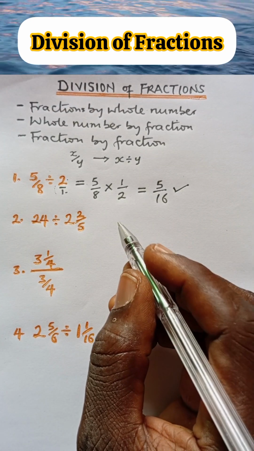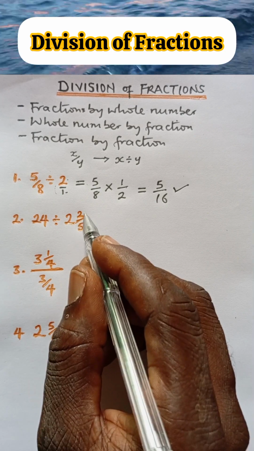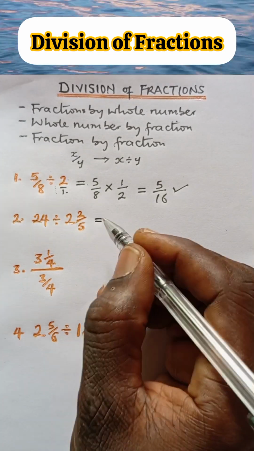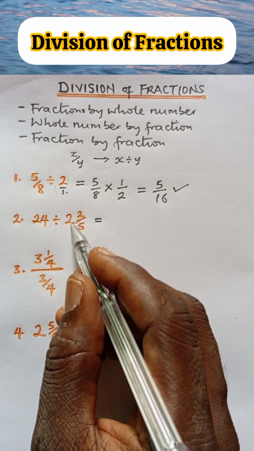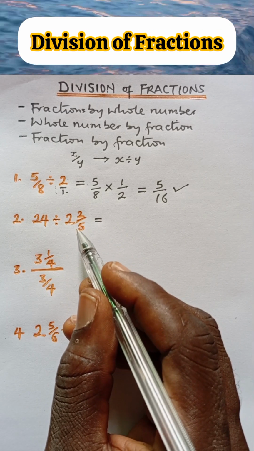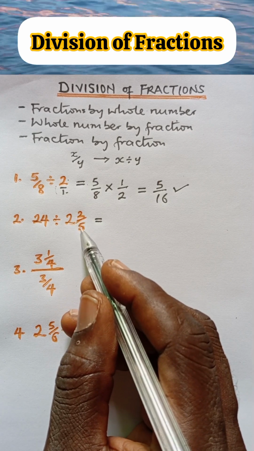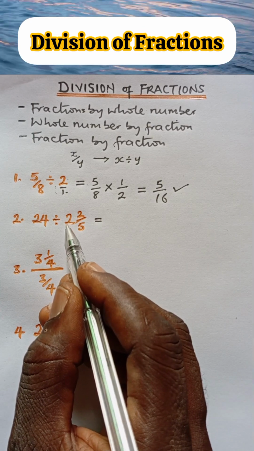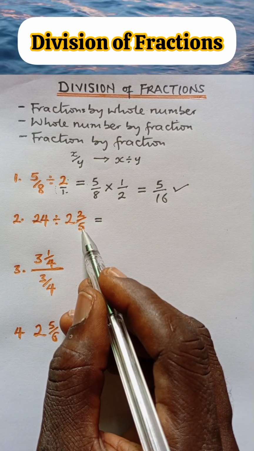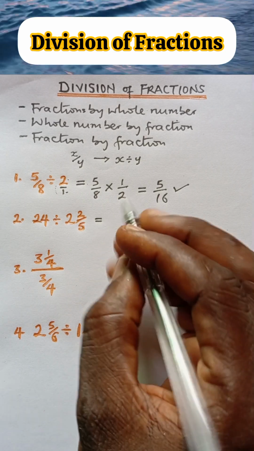Let's look at number 2. We have 24 divided by 2 whole number 2 over 5. Now 24 is a whole number to be divided by a mixed number. Here we have 2 whole number 2 over 5. So the first thing to do, we are going to convert this mixed number to an improper fraction. And what you do is use the whole number to multiply the denominator, which is 2 times 5, and then add the numerator to it.